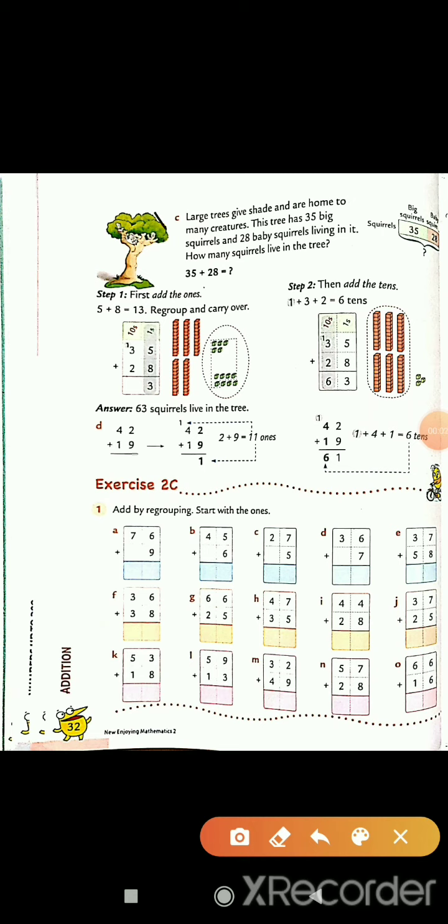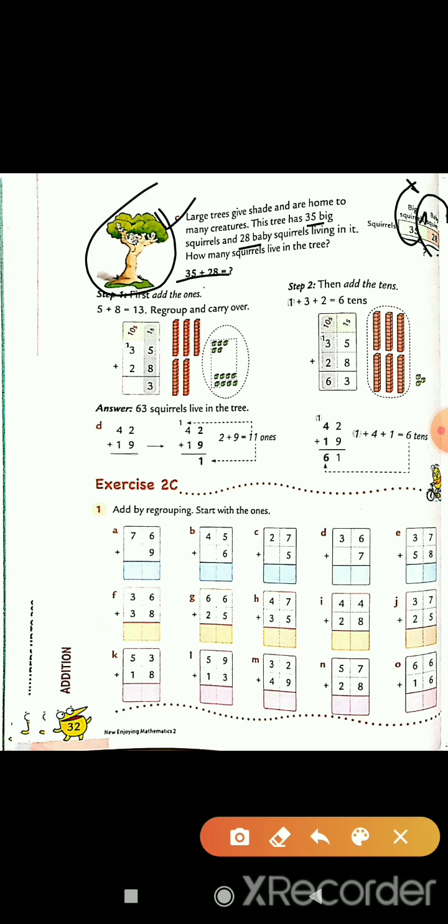Next example, C1. Large trees give shade and a home to many creatures. This tree has 35 big squirrels and 28 baby squirrels living in it. How many squirrels live in the tree? So, here 35 big squirrels are there and 28 baby squirrels are there. If we want to find out how many squirrels live in this tree, then we need to add 35 and 28. So our first step is add the ones.